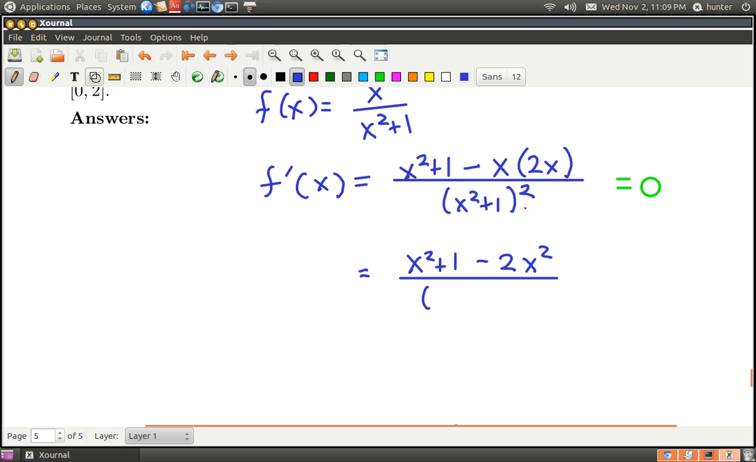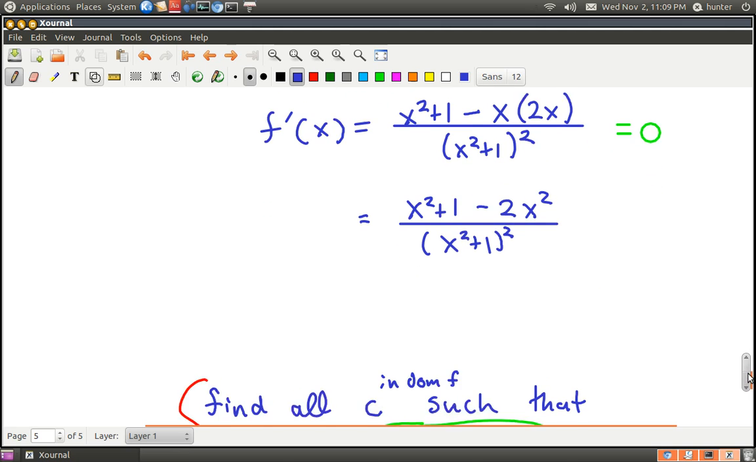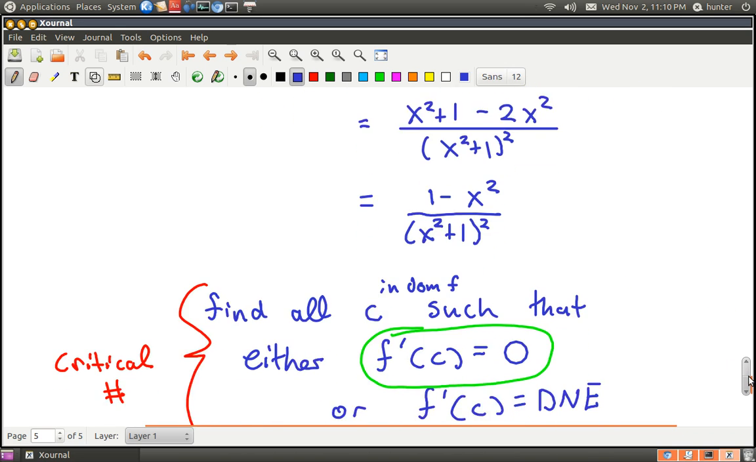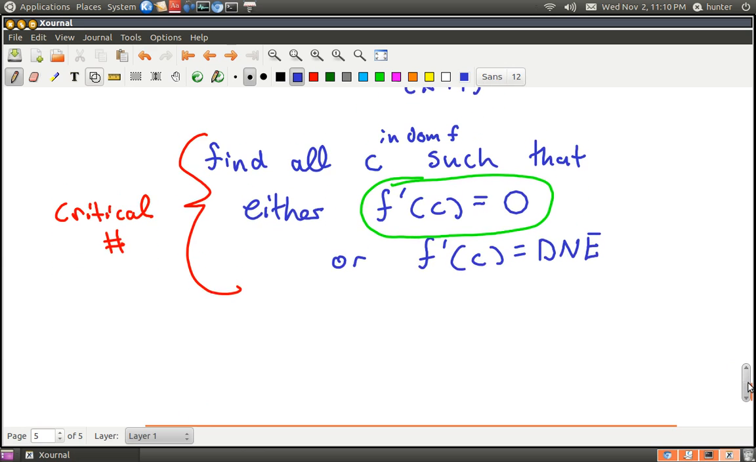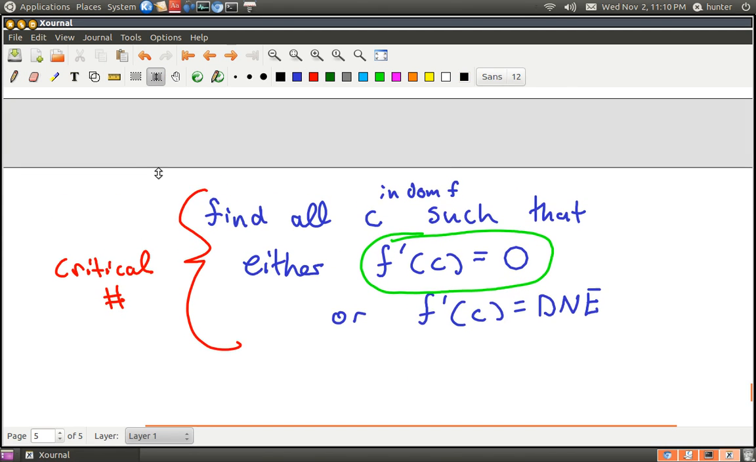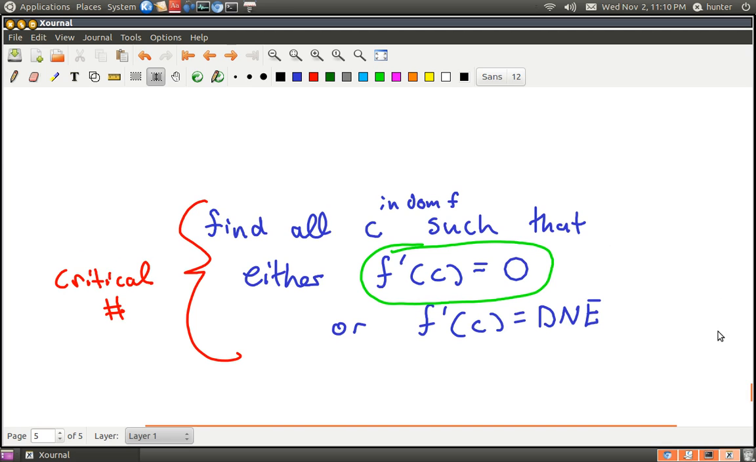Actually, I forgot to write this. Okay, so x squared plus 1, squared. Now this becomes 1 minus x squared over the bottom, which is x squared plus 1 squared. When we're trying to find the critical numbers, we need to find the places where either f prime doesn't exist or it's 0. So let's just look and see.